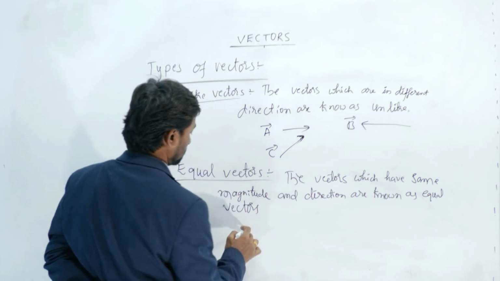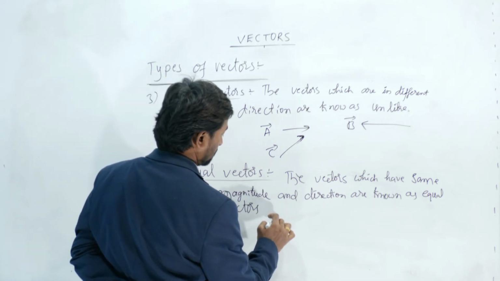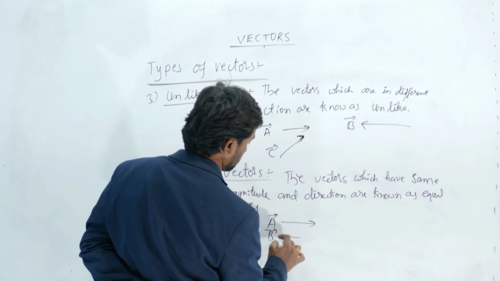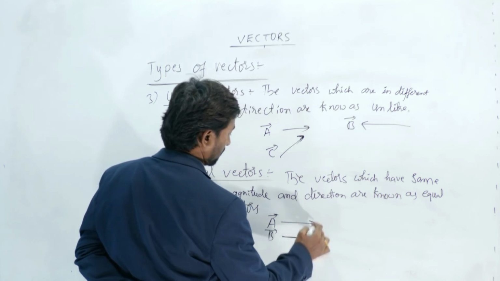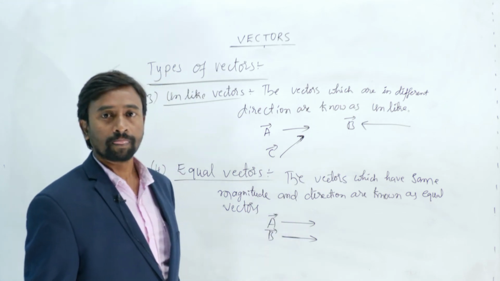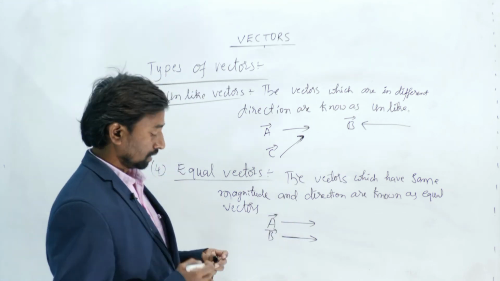So let us see here two vectors. Let us consider a bar, which is like this, and b bar, suppose we consider, is also in the same direction and equal in magnitude. The two vectors are in the same direction and have the same magnitude. Then they are known as equal vectors.